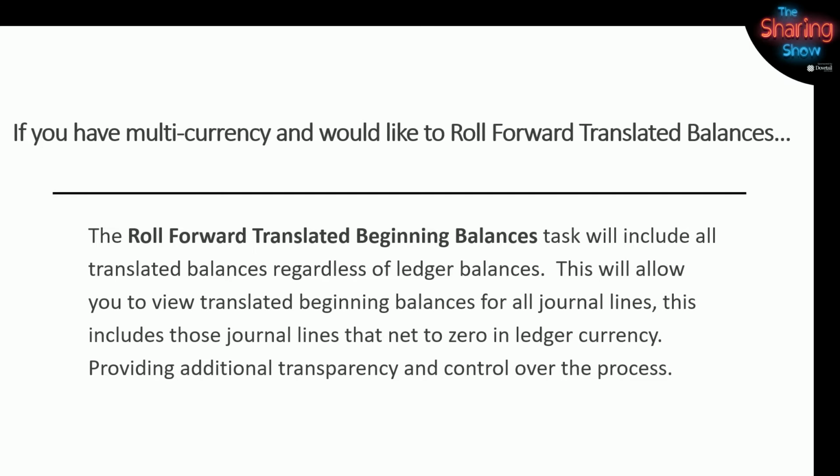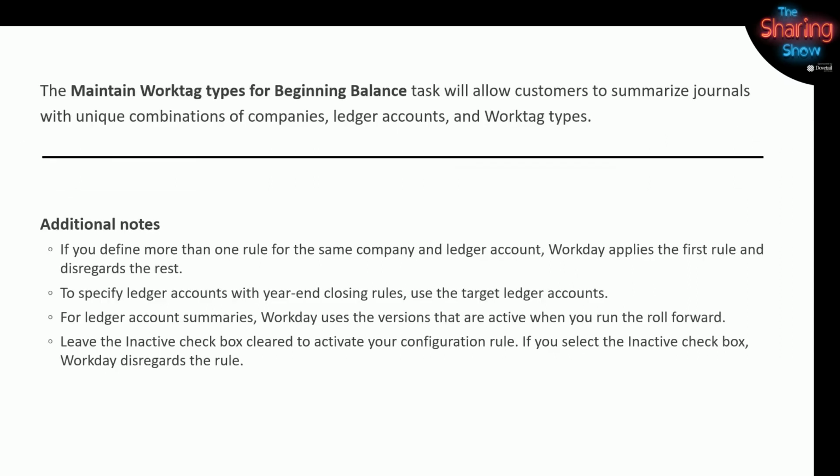And the second piece is the new functionality related to the roll forward of the translated balances. The roll forward of the translated balances task will include all translated balances regardless of the ledger balances. Historically, that functionality wasn't there, but this will allow you to view translated beginning balances for all journal lines, including those journals that net to zero in ledger currency, providing additional transparency and control over the process. This is applicable to customers who have multi-currency and would like to roll forward the balances.